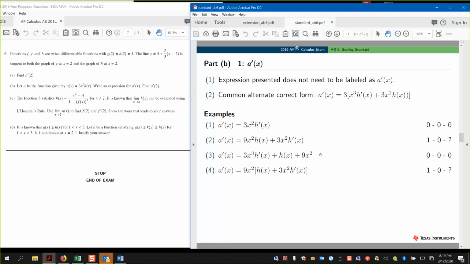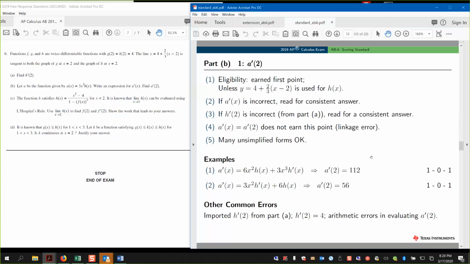In example 3, the form is incorrect. You see that they have the sum of 3 terms here. So this doesn't earn the first or the second point, and this student isn't eligible for the third point. And in example 4, the form is correct, but one of the terms is incorrect. Multiply through, one of the terms is incorrect, but this is eligible for the third point. So this is a 1, 0, question mark. Cool.